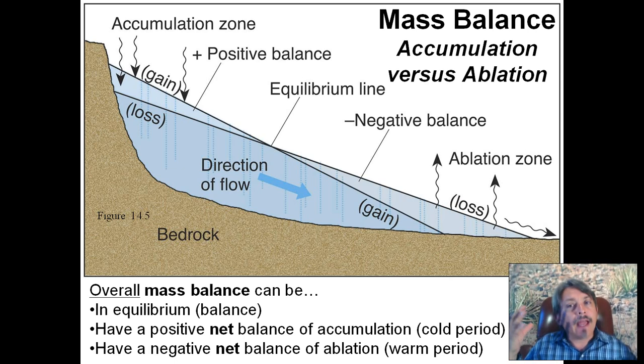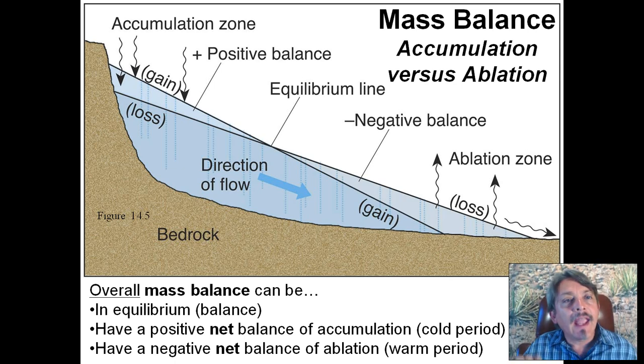But then you can have in some cases a cold period where positive net balance or accumulation occurs. The glacier keeps growing and growing and not melting fast enough. Then you can also have a warm period in which ablation starts to dominate. The glacier is melting, and accumulation cannot keep up with the degree of ablation of the glacier. In other words, the glacier starts to recede back up the mountain.